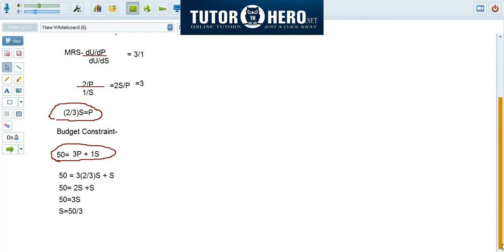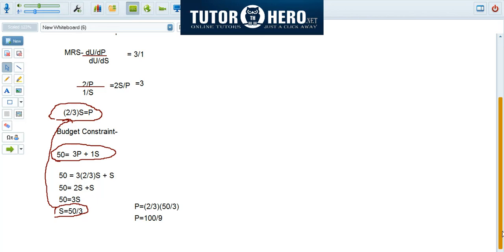Now, we have one more thing left to do to find the final answer. So we know that s is 50 over 3, and we know that p equals 2/3 of s. So therefore, to find our final answer for p, we know that p must be equal to 2/3 times 50 over 3. And that number precisely is equal to 100 divided by 9. And for most classes, you just want to leave it in this form.